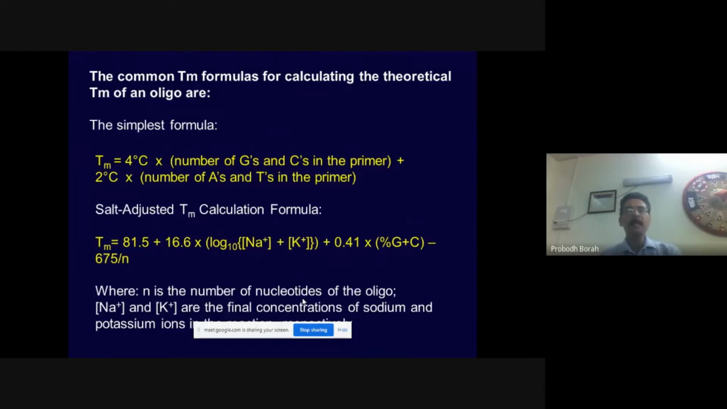Now, how to calculate the TM value? Although we can experimentally determine the TM value of a primer, the easier way to know the primer TM value is to calculate it by predicting the temperature tolerance based on the composition of the primer sequence.